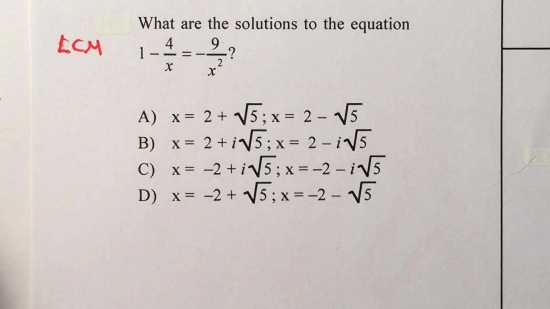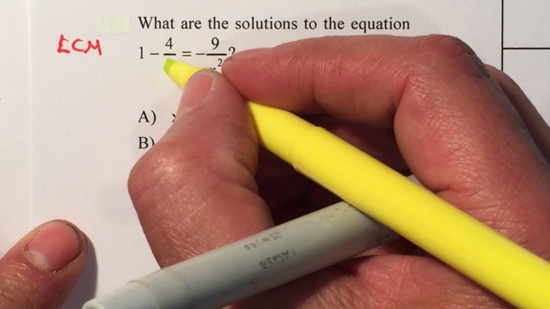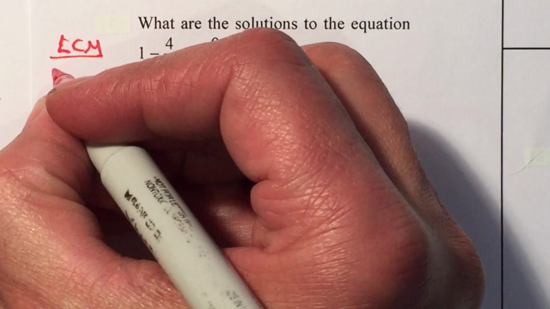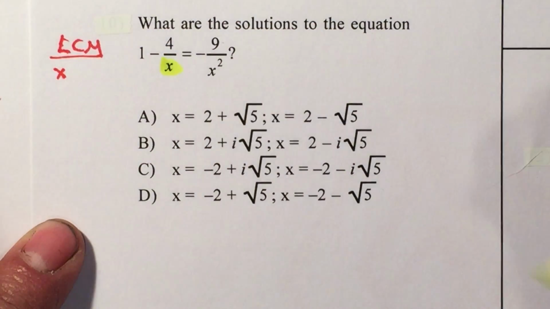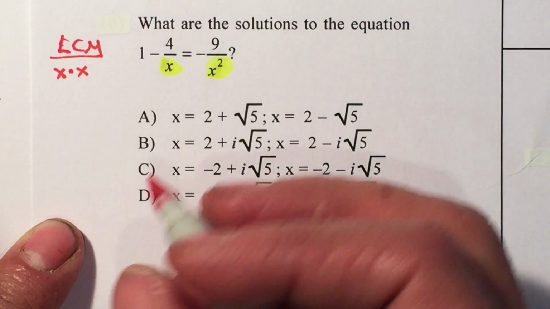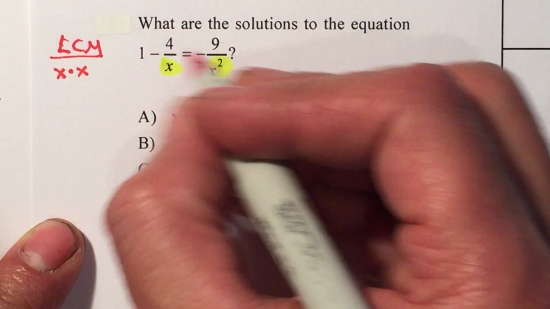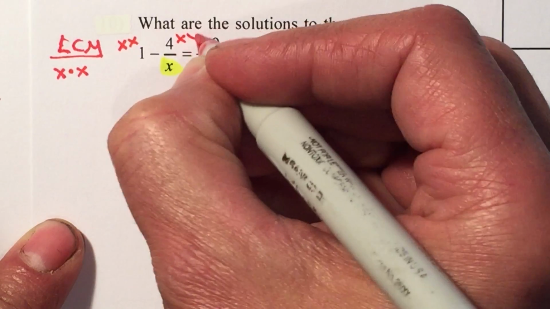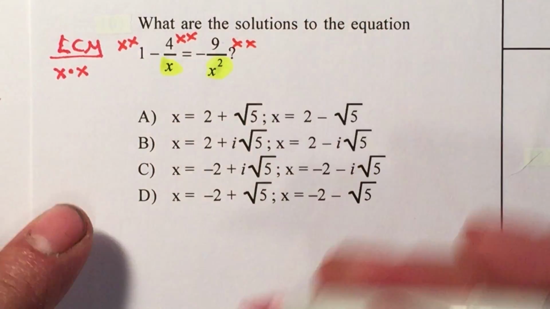I want to cancel my denominator so I have an easier problem. I want to cancel this denominator, which is an x, so therefore my LCM should have an x. I want to cancel the x squared, so therefore I just need another x because that will be x squared. I'm going to multiply each term by x and x.